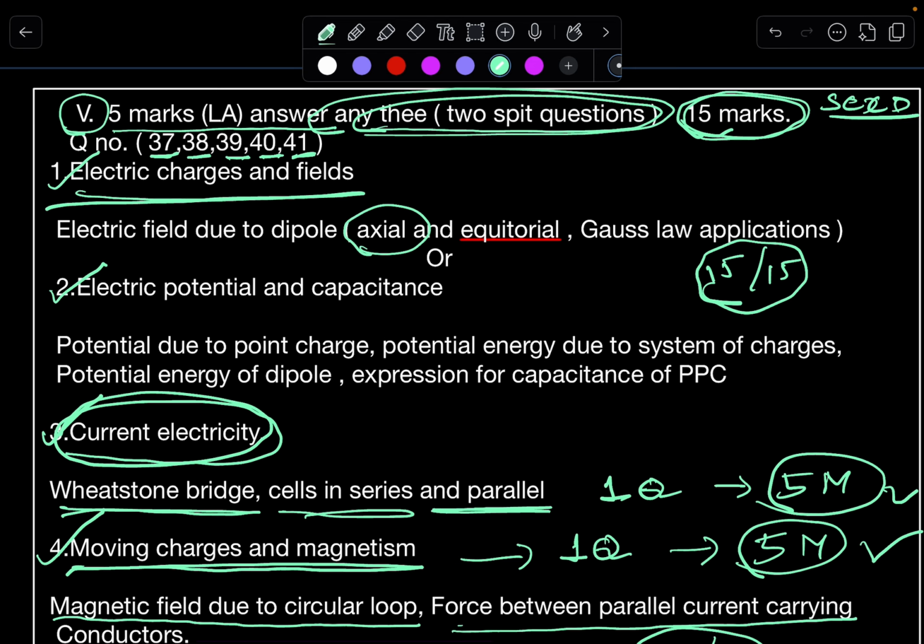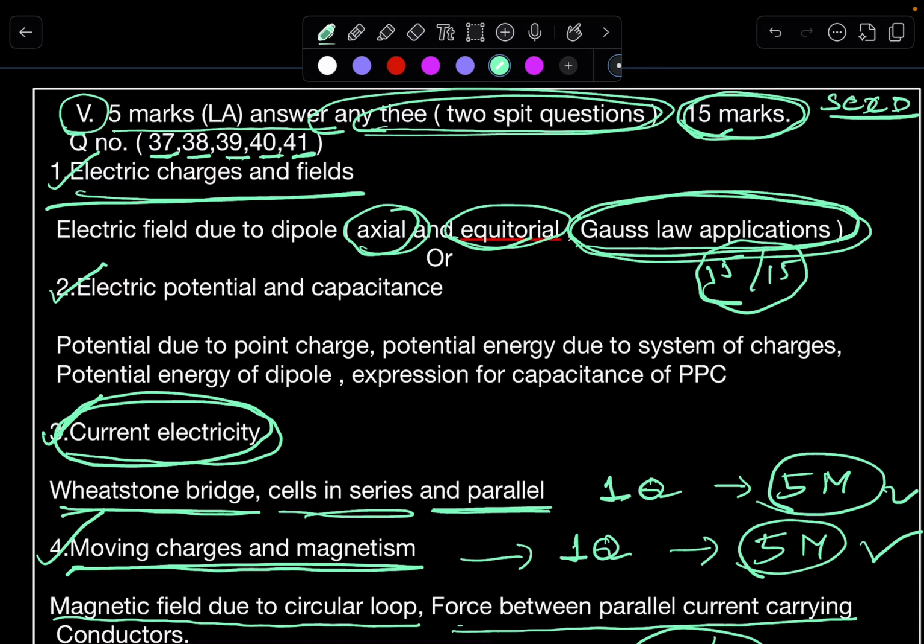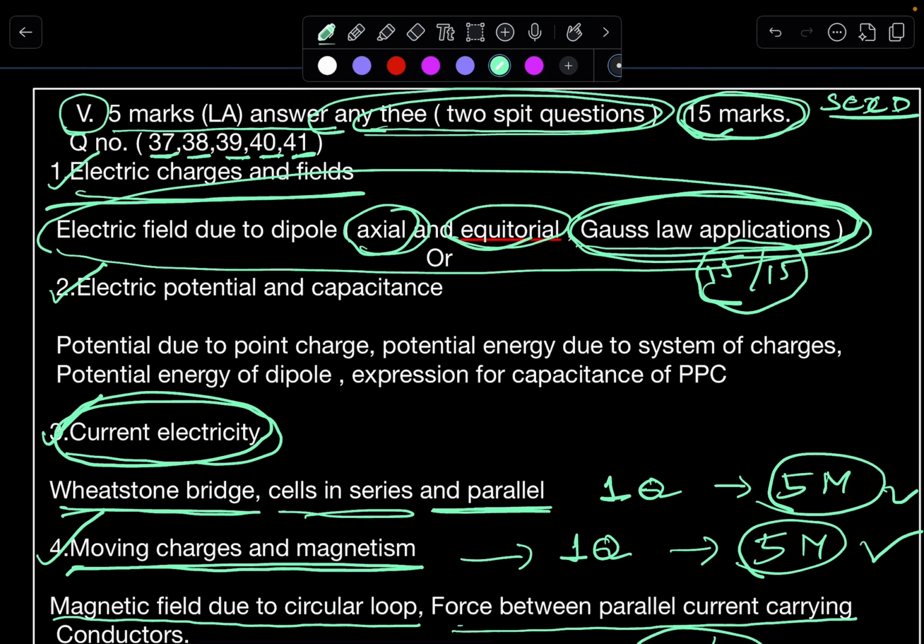One is the axial line of electric field and the other one is the equatorial line of electric fields, and the remaining 3 derivations are Gauss law applications. What are the Gauss law applications? One is an infinite long straight wire, the second one is a uniformly charged sheet, and the third one is a hollow spherical shell. In all these 3 Gauss law applications, we have to derive only the electric field strength. So this chapter you can practice for the safe zone.